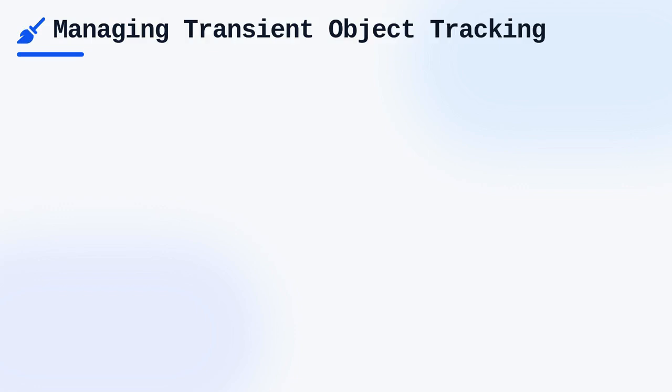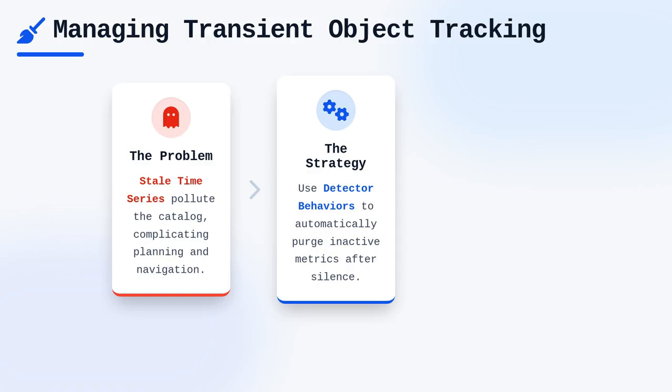Managing active tracking for these transient objects requires an intentional cleanup strategy within the observability platform. In Splunk Observability Cloud, you can implement detector behaviors that automatically purge tracking for inactive metrics after a predefined period of silence. Without this, your metric catalog becomes polluted with stale time series data from instances that no longer exist, which complicates capacity planning and user navigation.